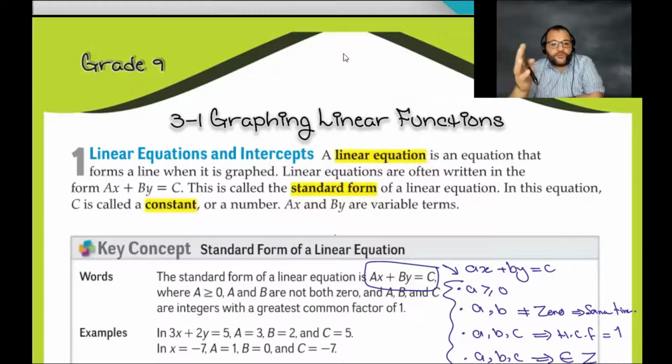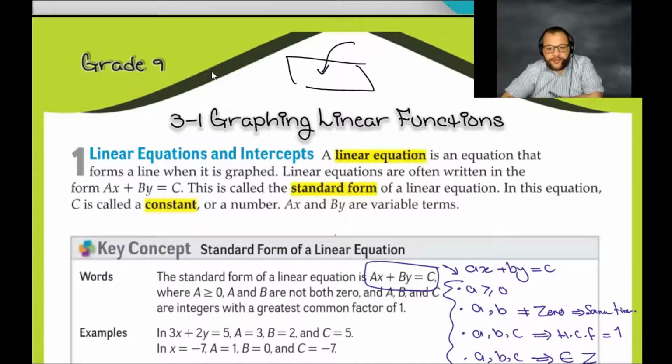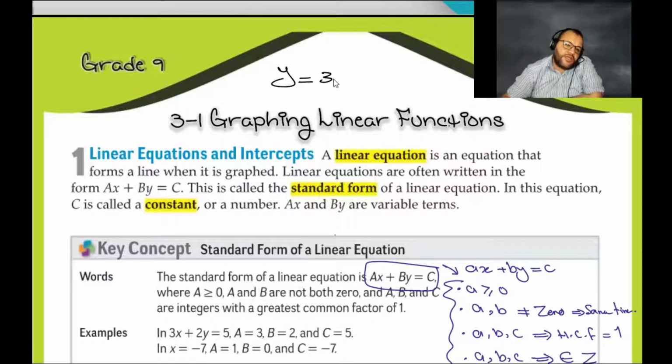So how do we know without a graph? Without a graph, I give you any formula, then you will know that this formula is linear. How do you know that? It's first degree. When I say y equals 3x, this relation is linear or not linear? It's linear.